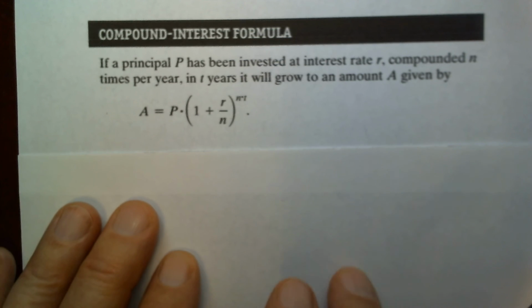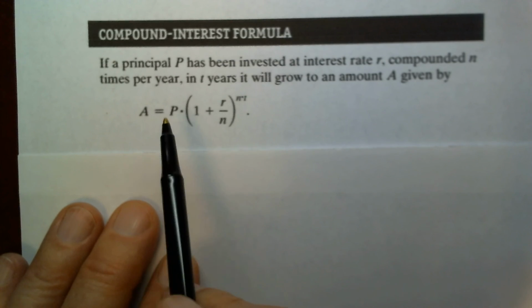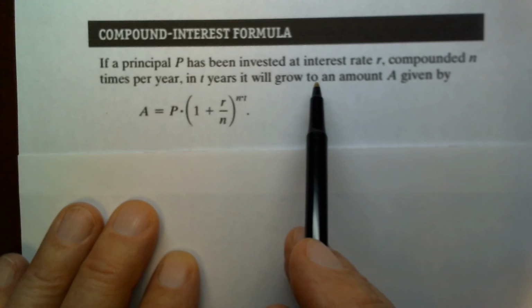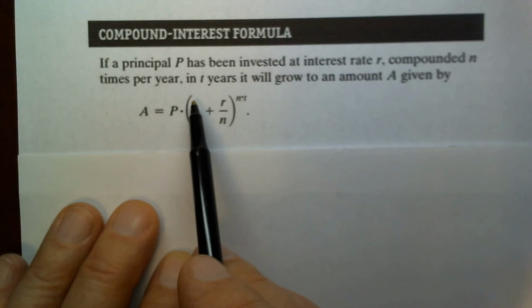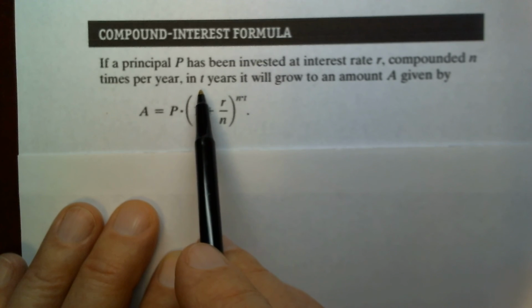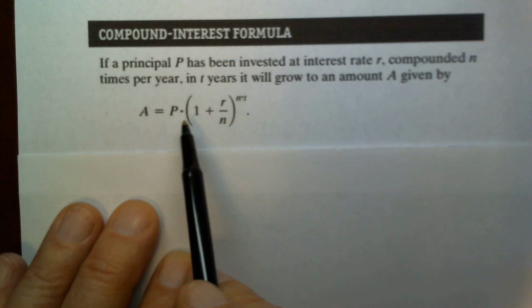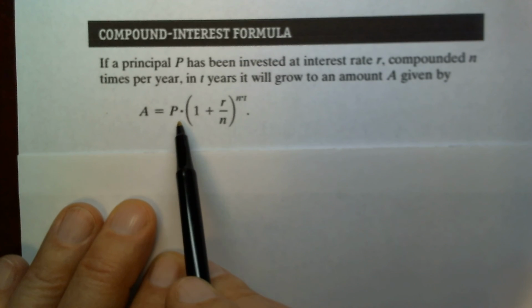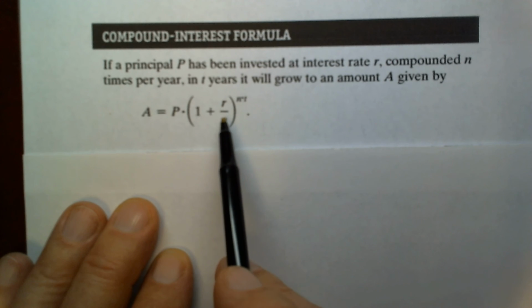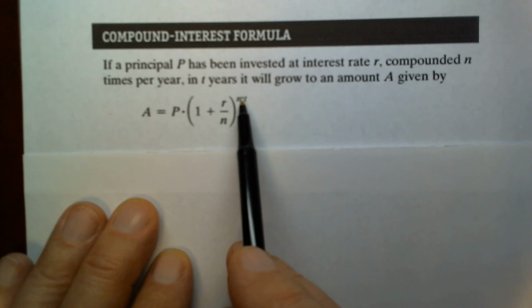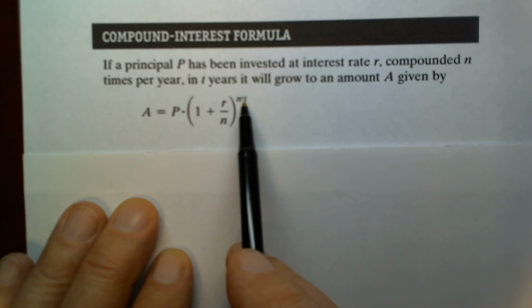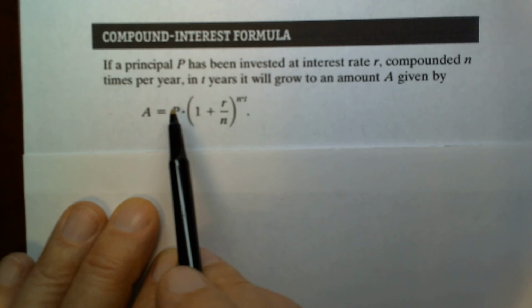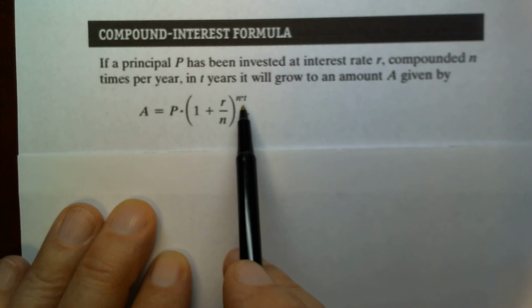Now next is the compound interest formula, or an exponential function. If a principal P has been invested at an interest rate r compounded n times per year, so n is the number of times it's compounded per year, then in t years it will grow to an amount A given by this expression: A equals P times (1 plus r divided by n) to the n times t power. So here the exponent is n times t, the product of the number of times it's compounded per year times the number of years.